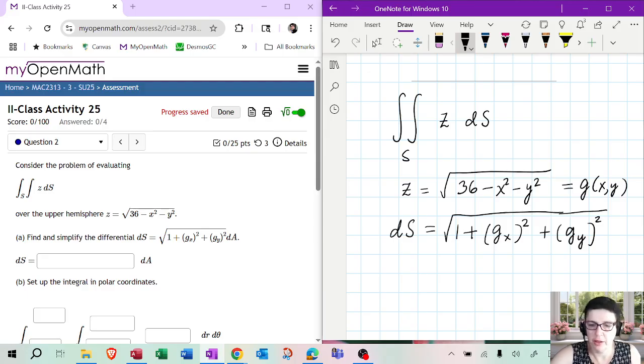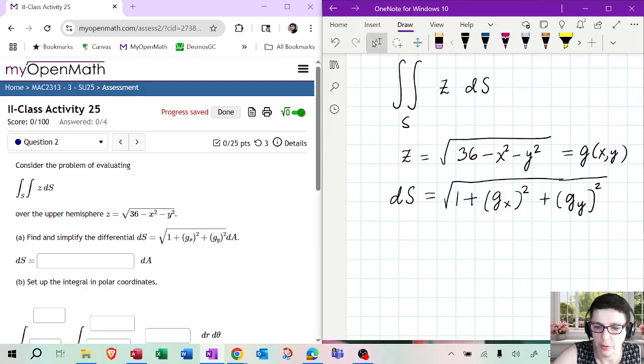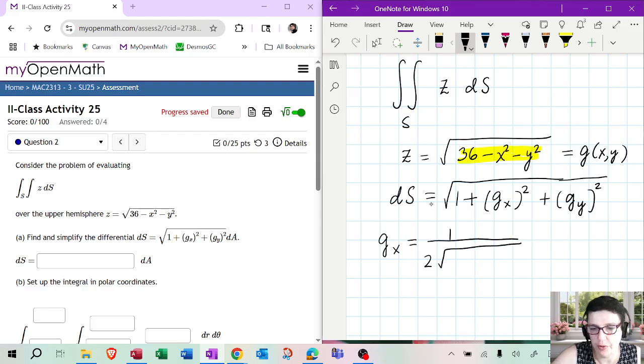Okay, so first we have to simplify it. So let's see if we can compute the differential and simplify it. First, what is g with respect to x? Now, we have the square root of something. And you should know that the derivative of the square root of something is 1 over 2 times the square root of the same exact something. So don't put the derivative inside the root. It's just 1 over the same exact square root, multiplied by the derivative of the expression inside with respect to x.